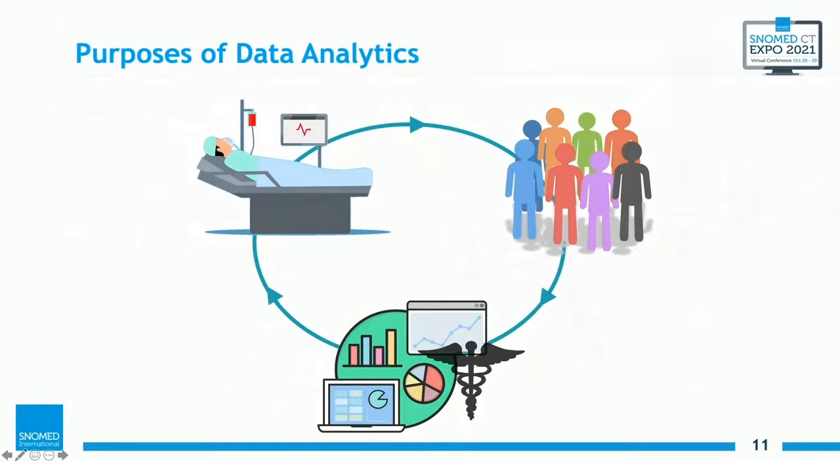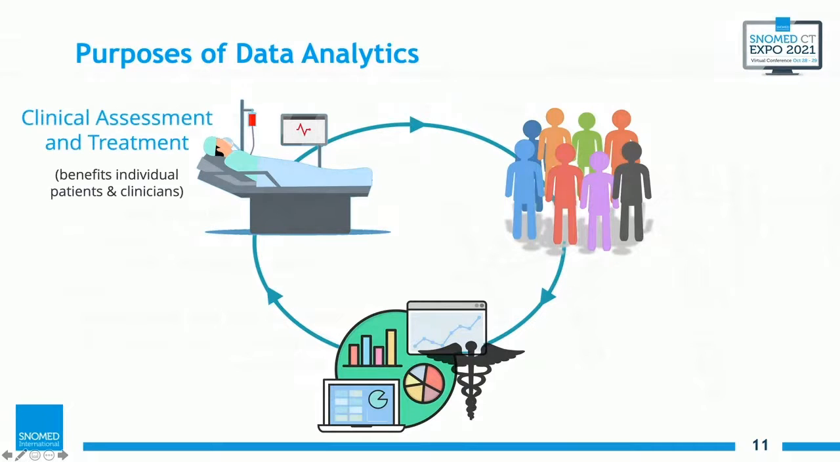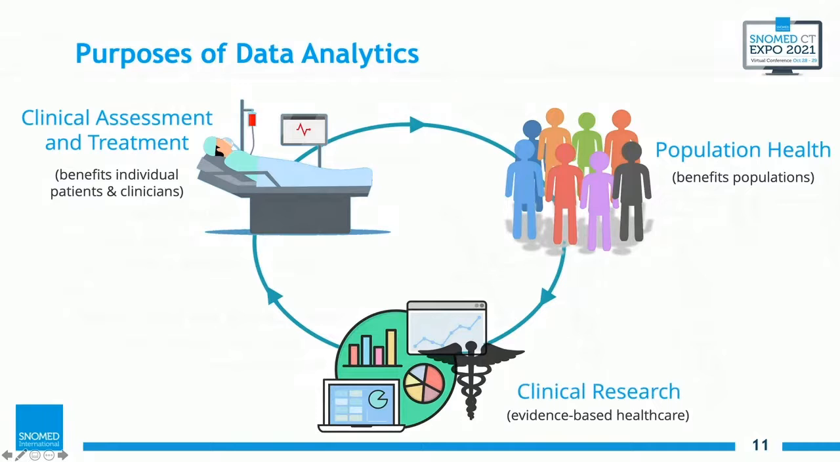The diagram on this slide summarizes the three main purposes of analytics over patient data. First, clinical assessment and treatment, which benefits individual patients and clinicians. Then, the data that's collected for individuals, which can be grouped together for population health to benefit larger groups of people. And lastly, evidence-based clinical research, which in turn can lead to improvements in treatments for individual patients. Later in the presentation, we'll talk a bit more about these three types of data analytics.